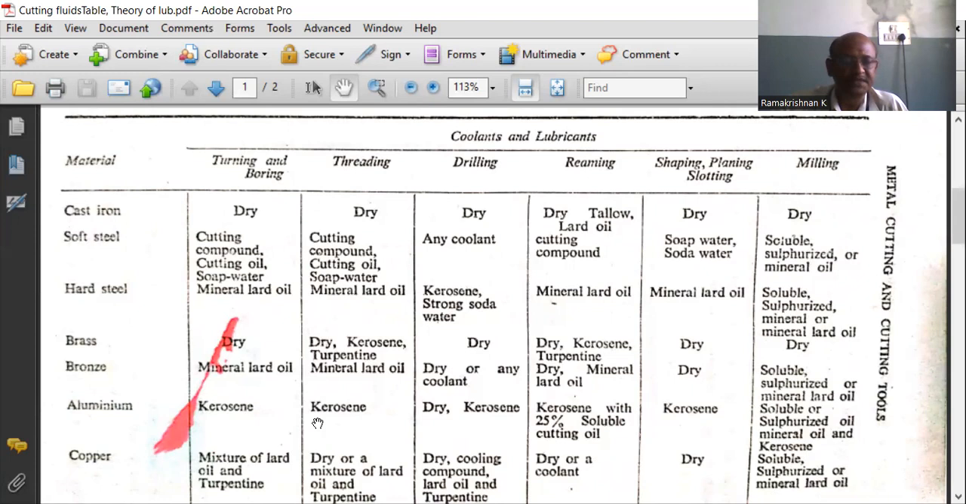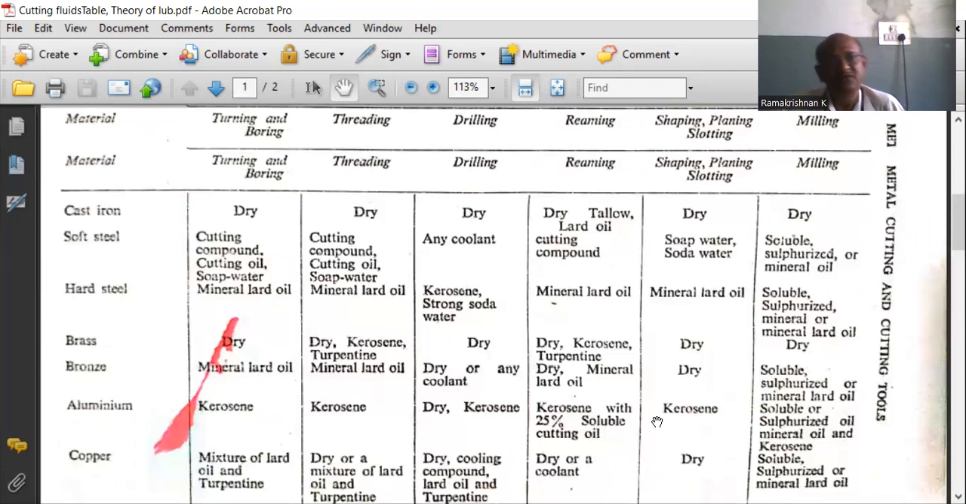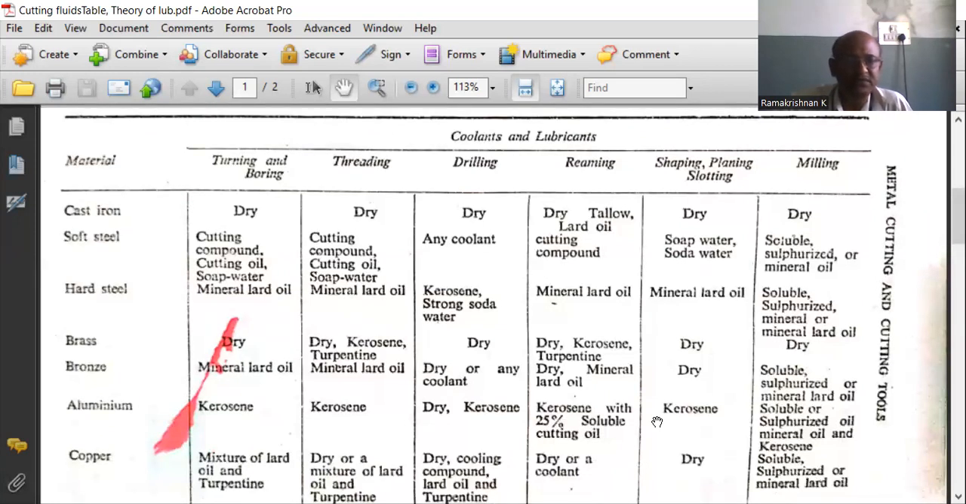And for copper, for machining copper in lathe operations, normally animal fat oil and turpentine can be used. It also can be used in threading and drilling. Again, it requires no coolant for machining copper in the reaming operation and also shaping and slotting operations. So these are some examples of the lubricants used for machining different materials and for different operations.